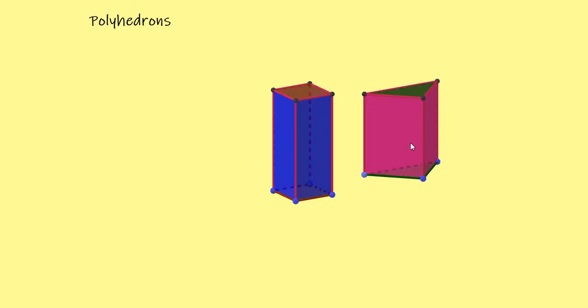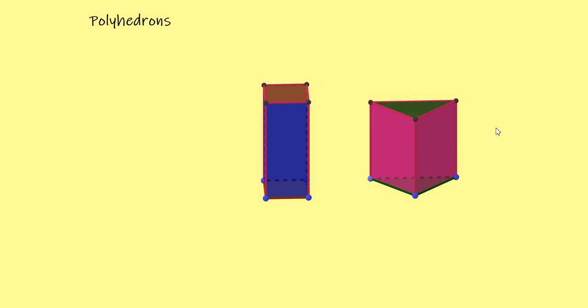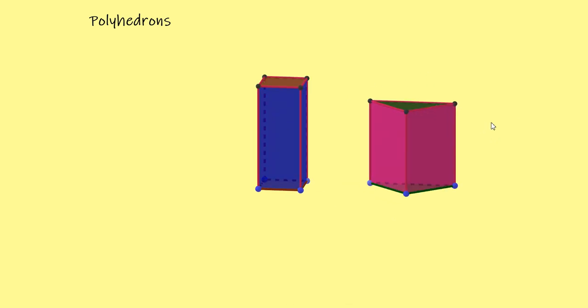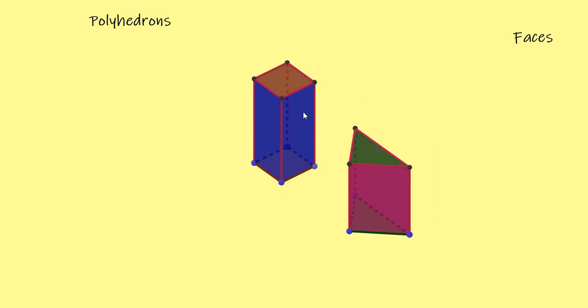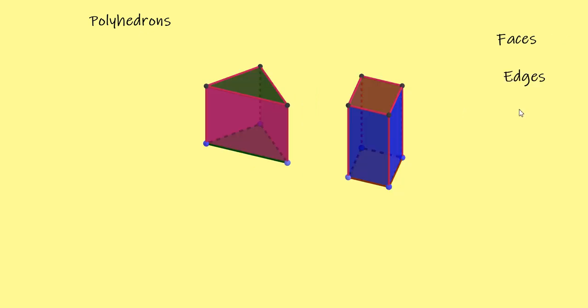Such solids we can call polyhedrons. The polygonal regions used here in this polyhedron we can call faces. Now look at the faces here. Each pair of faces meets at a line segment. This we can call edges.